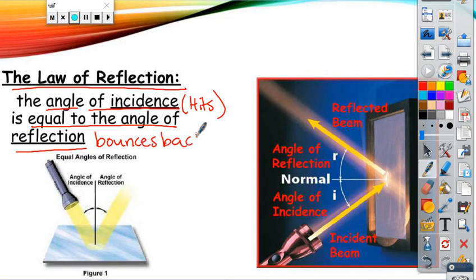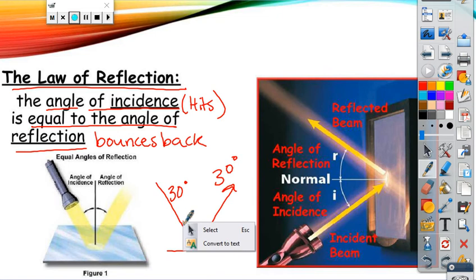So we're going to draw in a picture to represent this. If you have a light ray coming in at, let's say, a 30-degree angle, guess what? It's going to bounce back at 30 degrees. It doesn't matter what this actually is. It could be anything. Whatever angle it bounces in at, X angle, it will bounce back at that same angle, just opposite. So that is the law of reflection.